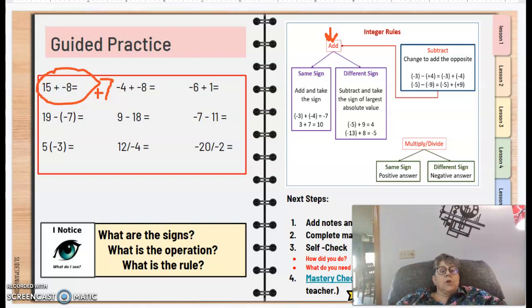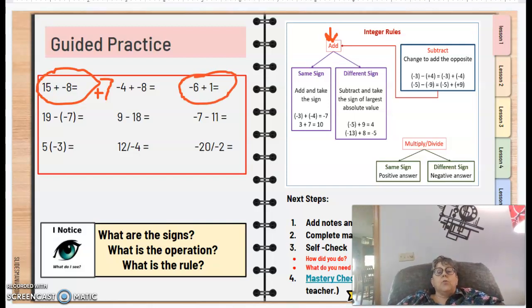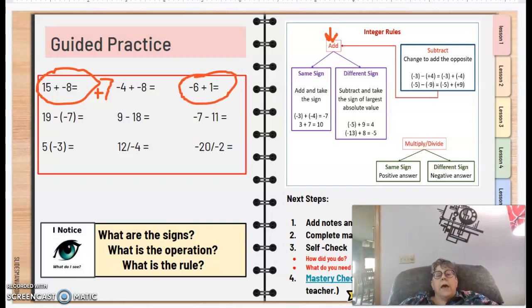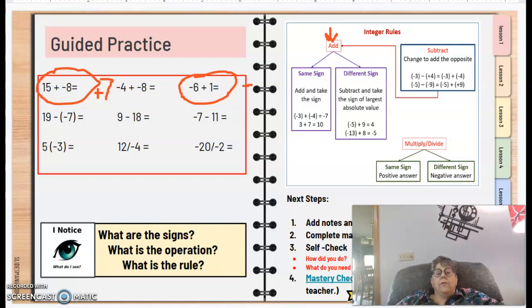Going ahead, we're going to do another one similar to that. We have negative 6 plus 1. What are the signs? We have a negative and a positive. The operation is addition. So different signs, addition. The absolute value of the greater number is 6. 6 take away 1 is 5. And then we put the sign of the larger number, which is negative.